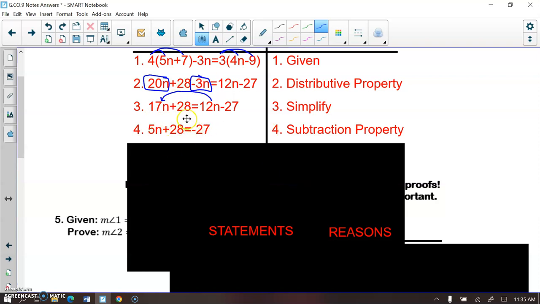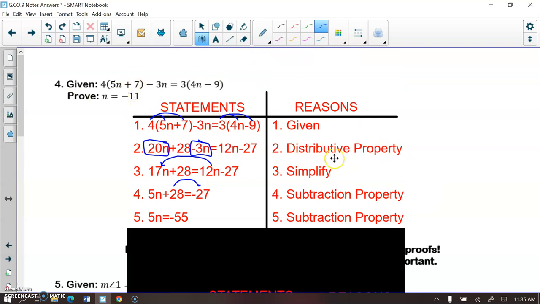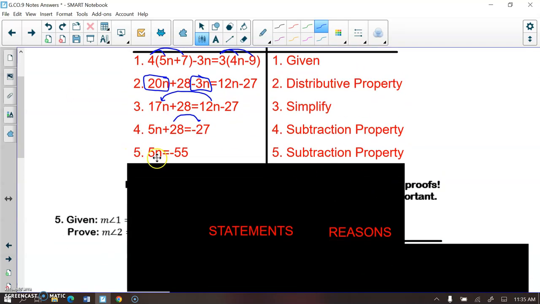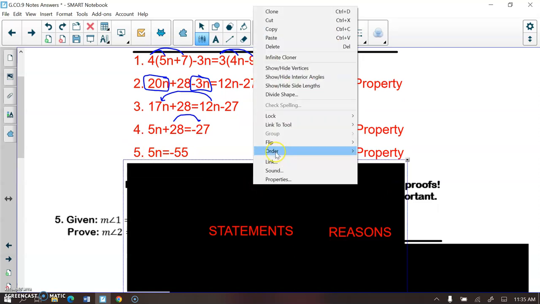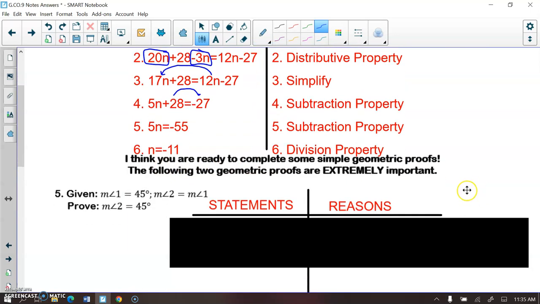Now I'm going to use the subtraction property again to subtract this 28 over to the negative 27. So I get 5n is equal to negative 55. And then lastly, all I need to prove is n is equal to negative 11. So using the division property, I can divide by negative 5, or I can divide by 5 on both sides, to get that n is equal to negative 11.